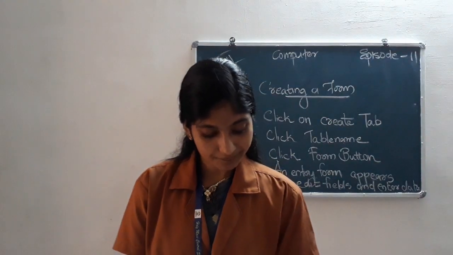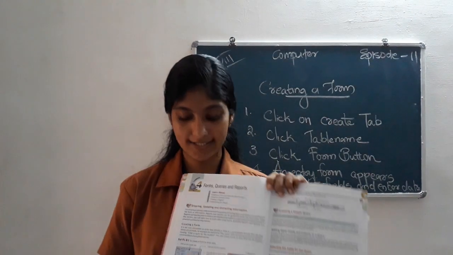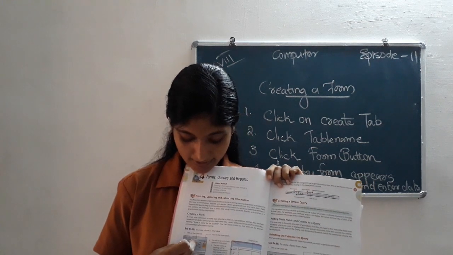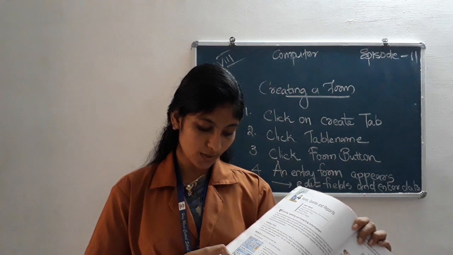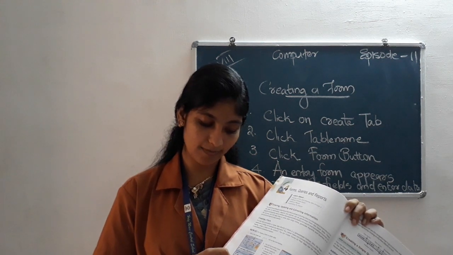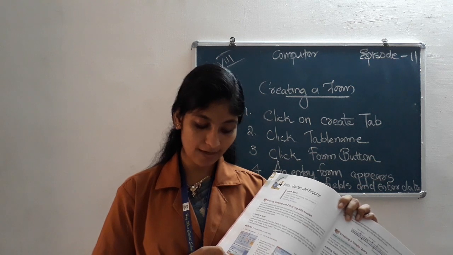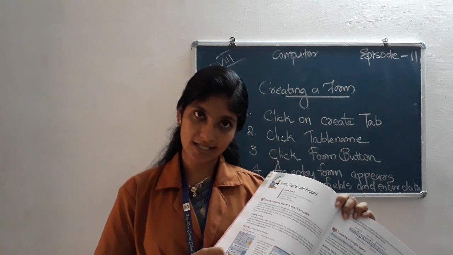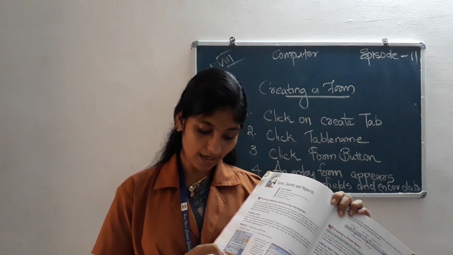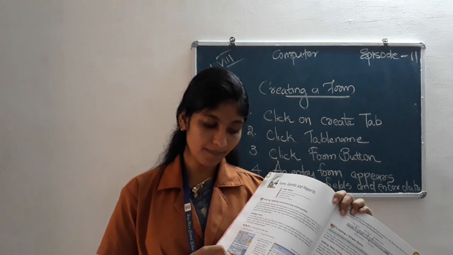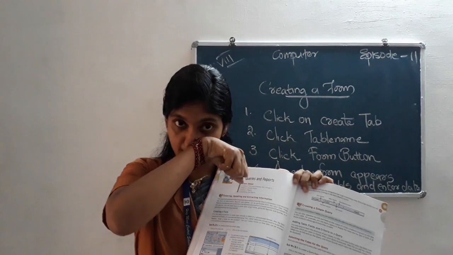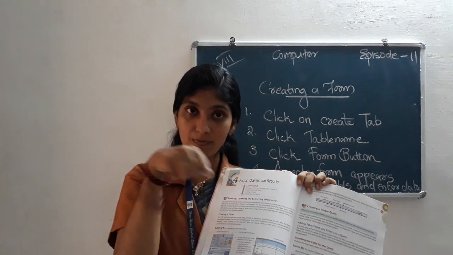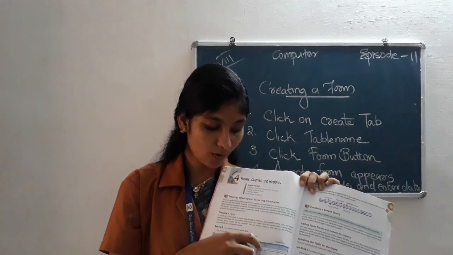So here, look at the picture. First, click the create tab. Then select the table from this. So here there are two tables, a student table and a marks table. So if you want to create a form in the marks table, just click on that. So now we select the marks table and then after that click the form button. Form button means there is an option or a button present in the ribbon area. So that is the form button.